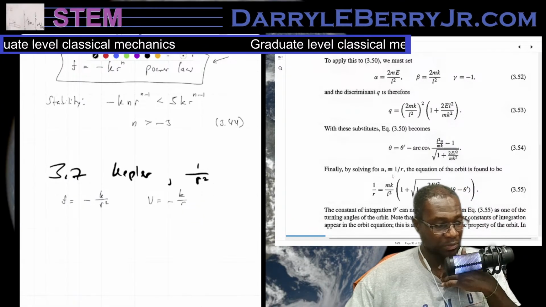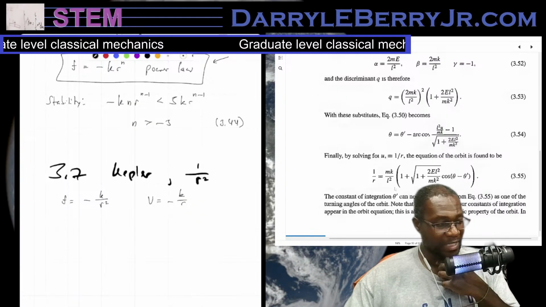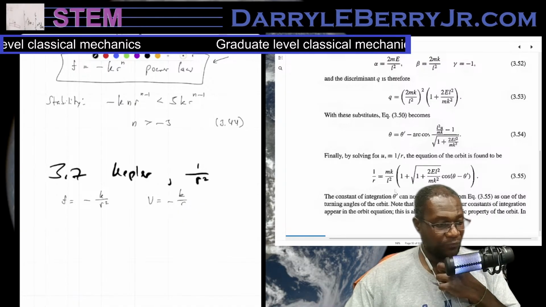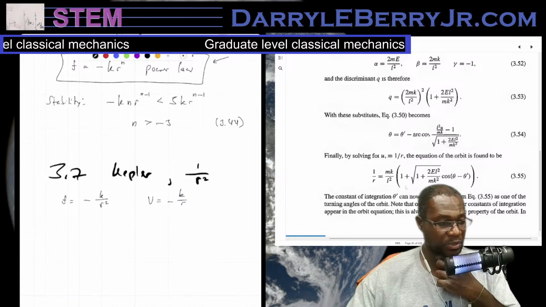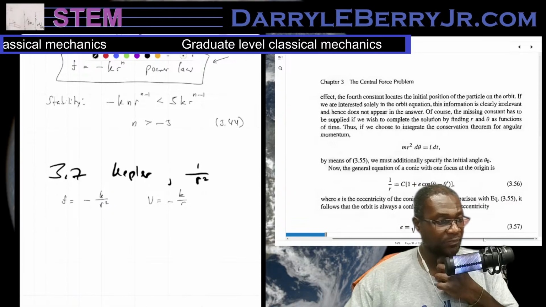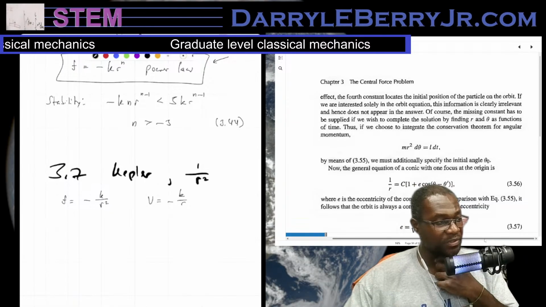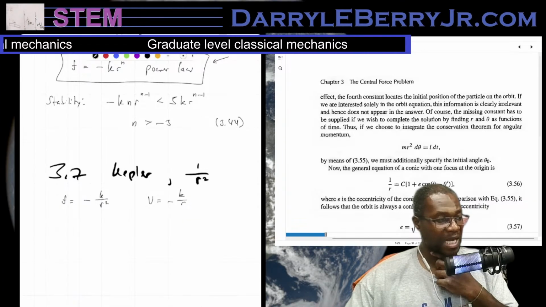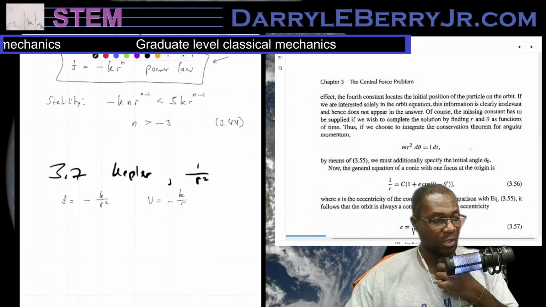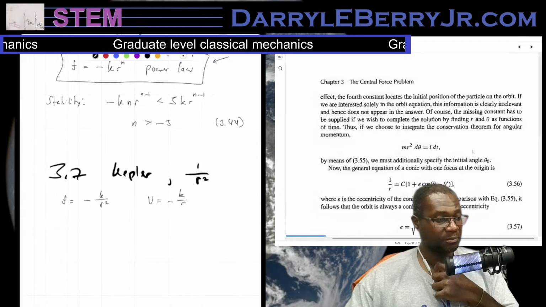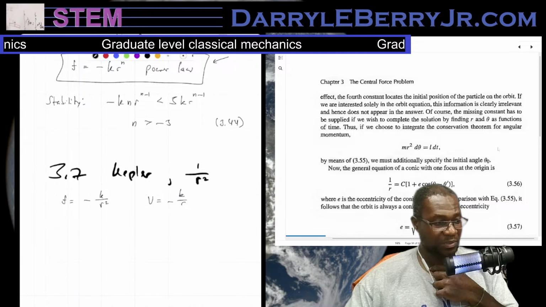Orbit, right? The constant of integration can now be identified from 3.55 when the turning angles in the orbit. Note that only 3 of the 4 constants of integration appear in the orbit equation. This is always a characteristic property of the orbit. In effect, the fourth constant locates the initial position of the particle on the orbit. If we're interested solely in the orbit equation, this information is clearly irrelevant and hence does not appear in the answer. Of course, the missing constant has to be supplied if we wish to complete the solution by finding r and theta as functions of time. Thus, if we choose to integrate the conservation theorem for angular momentum by means of 3.55, we must additionally specify the initial condition, the initial angle theta naught.